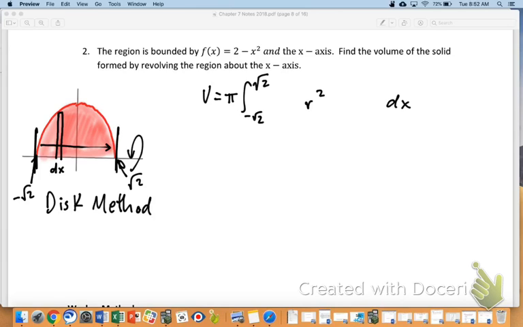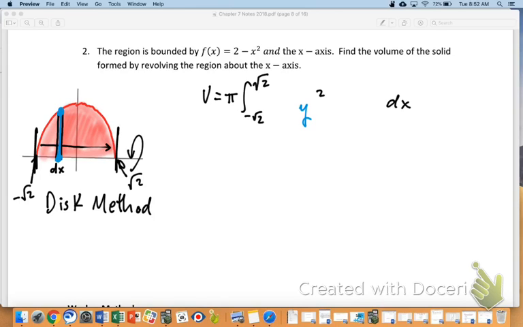The r is the distance from the axis of rotation to the outer edge. So that would be from blue dot to blue dot. You can see that's going to change depending on where you are in the region. So how would you guys describe this blue length? It's literally y. Yeah, if you want to be super basic about it, it's a y.